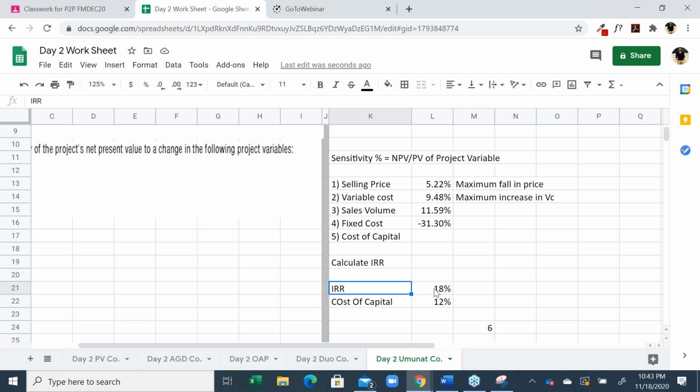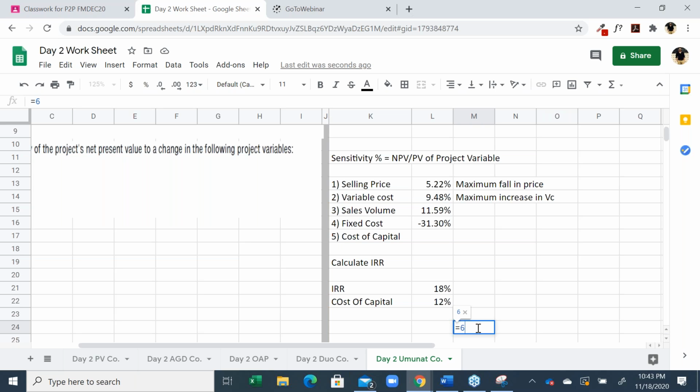So assume that the IRR is 18% and the cost of capital is 12% in this case. What do these two figures tell us? These two figures tell us that if our cost of capital increases from 12% to 18%, our NPV will be 0, which means that this is the maximum change that we can afford in our cost of capital. And that change is basically 6 percentage points.